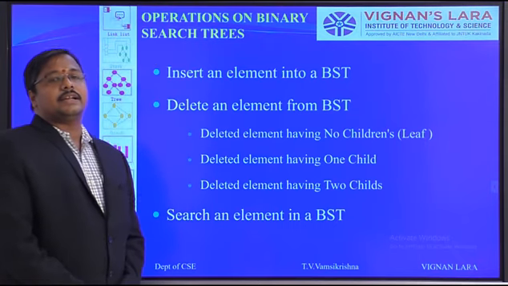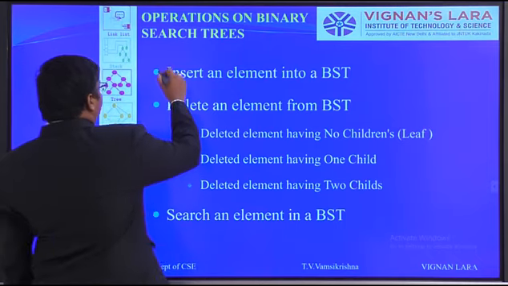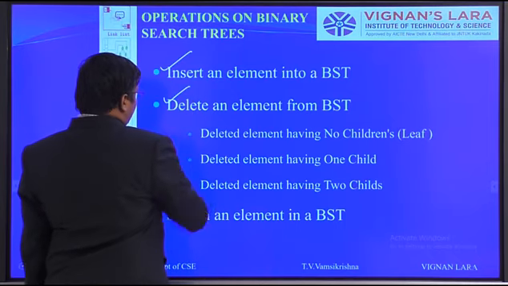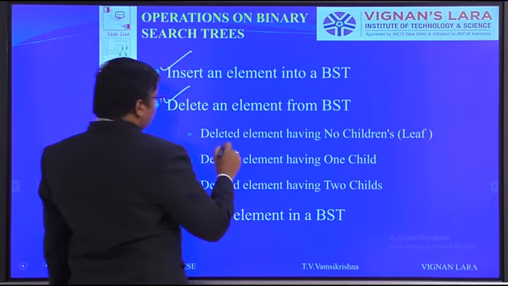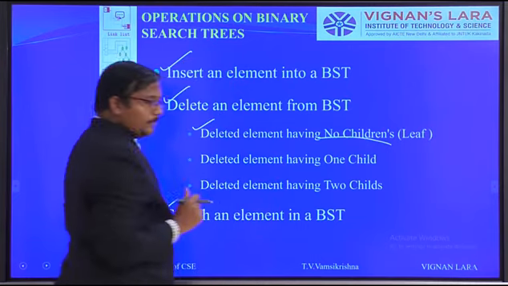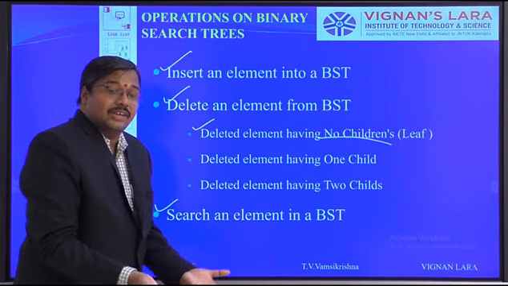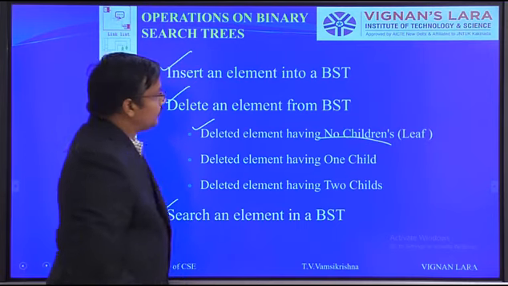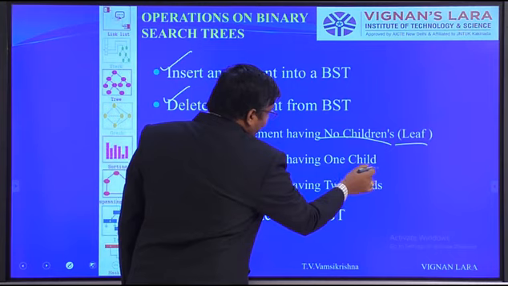What are the different kinds of operations which you can perform on the binary search tree? We know very well: insert operation, deletion operation, search operation. Here, for deletion, there are 3 different cases. Deletion with no children: the node we want to delete doesn't have any children, nothing but a leaf node. Second one, the deleted element having 1 child.